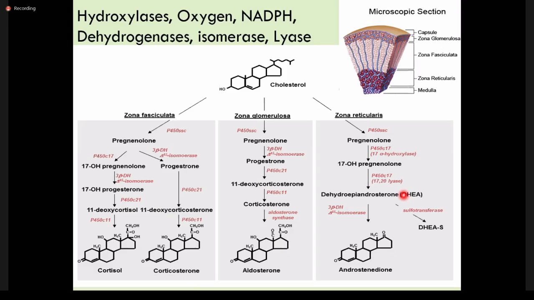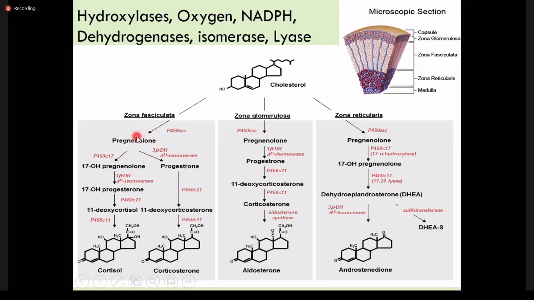I need you to know the basic concept of metabolism in each of these zones, or layers, in the adrenal gland, as well as the major processes of the metabolic pathways, like the hydroxylases that require the presence of oxygen and NADPH as a reducing agent, and dehydrogenases, isomerases, as well as lyase enzymes that are required for the metabolism. These are the major things required for the metabolism of steroid hormones in the adrenal gland.